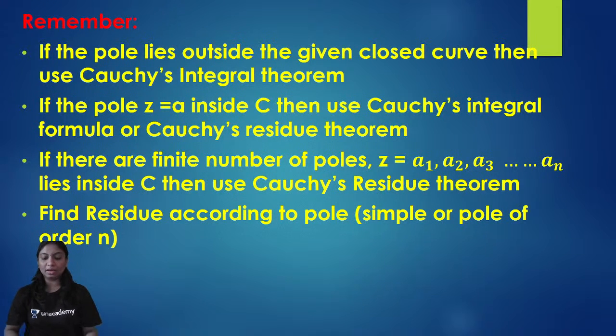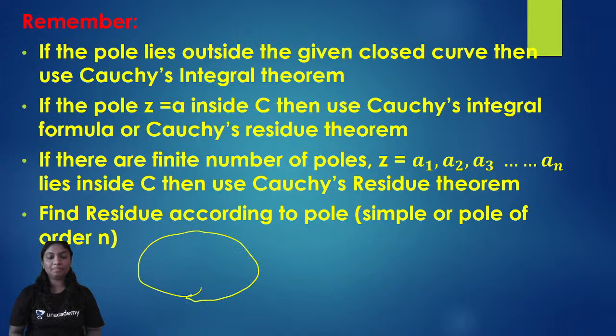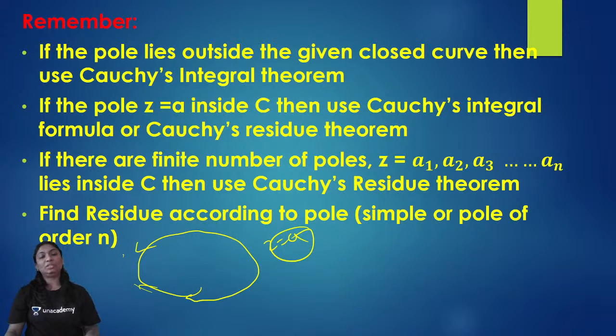If we have a closed integral, a closed curve C is given. If your point z = a lies outside the curve C, then directly, without doing any calculation, you can write down by Cauchy's integral theorem that the value of the integral is 0, right? And if the pole z = a lies inside the curve C, then use Cauchy's integral formula or Cauchy's residue theorem, whatever it is.